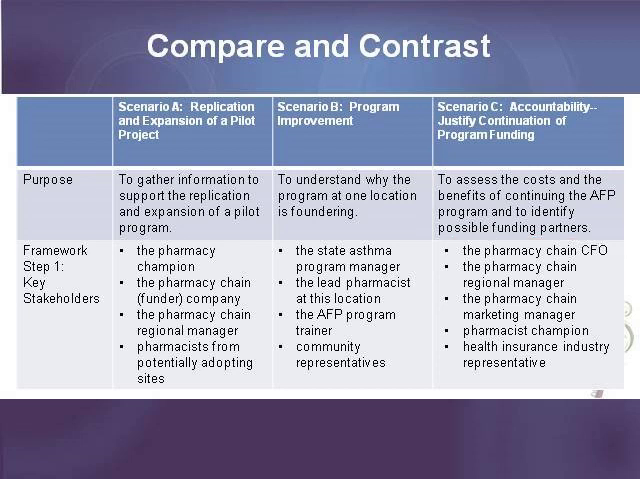All right. So since the purpose was to assess the costs and benefits to the company and to identify and lure in possible funding partners, then the cast of characters we care about most are pharmacy chain CFO, pharmacy chain regional manager. Both of those are the folks who have to defend the ROI. The pharmacy chain marketing manager, the pharmacist champion, who of course is a big champion of this program, doesn't want to see it die. And then most importantly here, this isn't shown up in any of the other scenarios, people from funding partners, and particularly health insurance, who might look at these data and say, golly, I'm saving a ton of money if people will manage their asthma through this program.